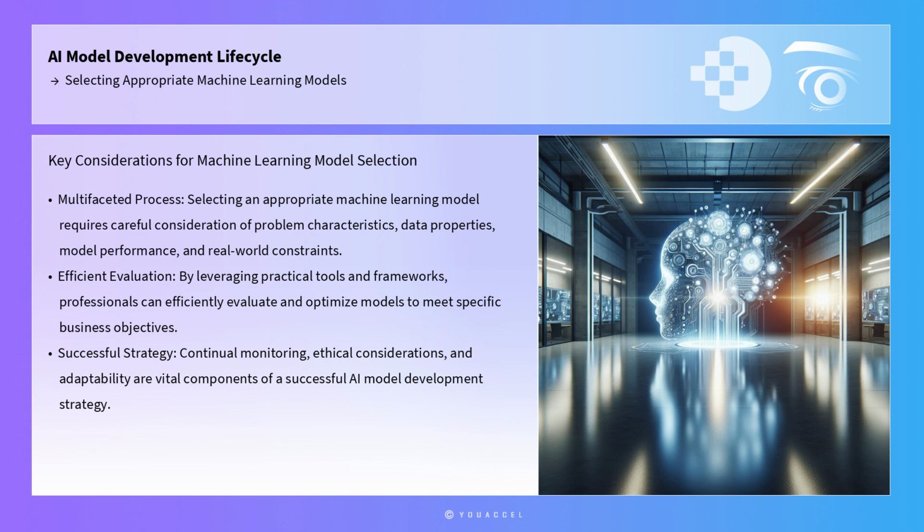In conclusion, selecting an appropriate machine learning model is a multifaceted process that requires careful consideration of problem characteristics, data properties, model performance, and real-world constraints. By leveraging practical tools and frameworks, professionals can efficiently evaluate and optimize models to meet specific business objectives. Continual monitoring, ethical considerations, and adaptability are vital components of a successful AI model development strategy. Through empirical evaluation, case studies, and a deep understanding of domain-specific requirements, professionals can enhance their proficiency and deliver robust, reliable, and responsible AI solutions.